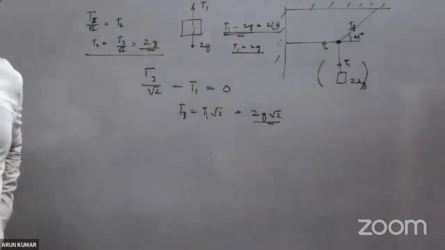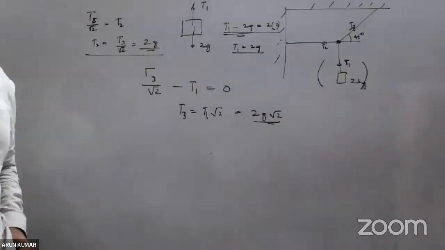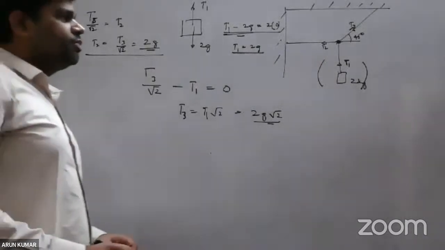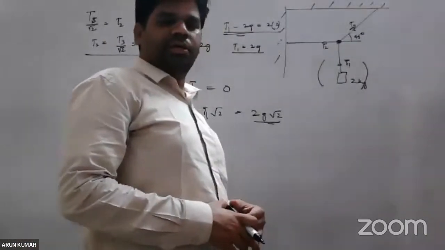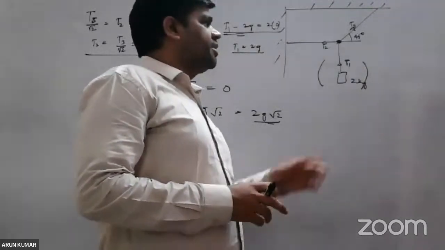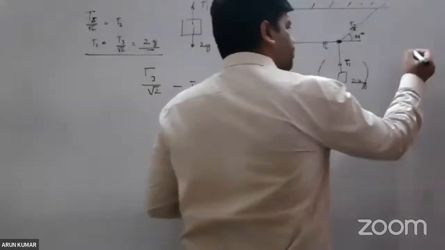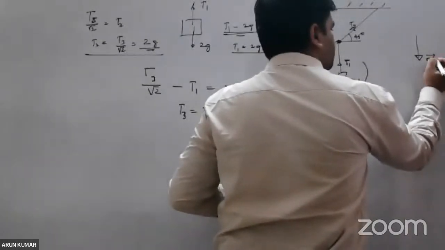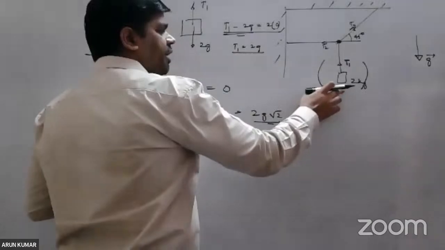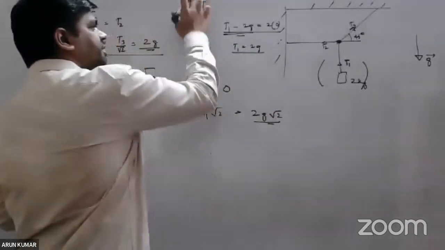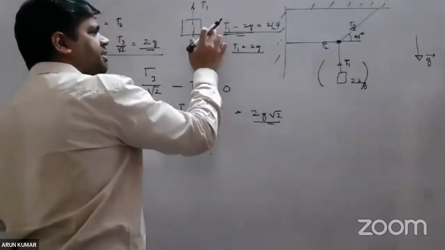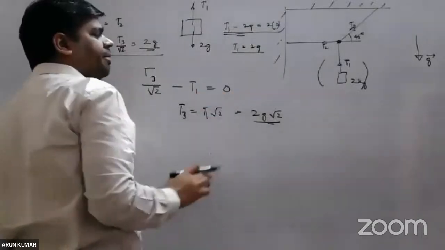Sir, can you repeat once again? Yeah, sure, I can do it. See, all I have to do is add all the forces horizontally equal to 0, add all the forces vertically equal to 0. And this is in the vertical plane. G is downwards. FBD of the block is like this. T1 is upward, 2G is downwards. T1 minus 2G is equal to mass into acceleration. Acceleration is 0. So T1 is equal to 2G again.